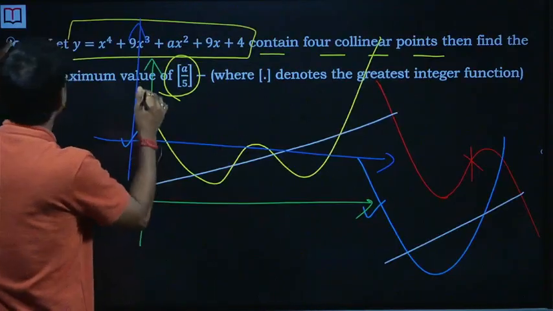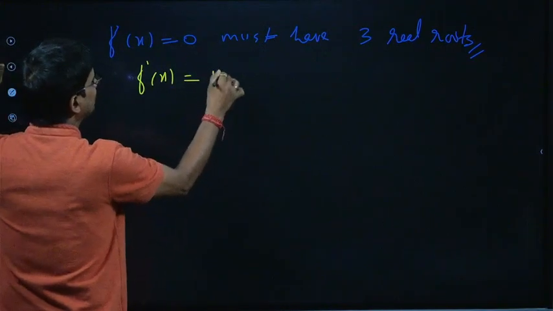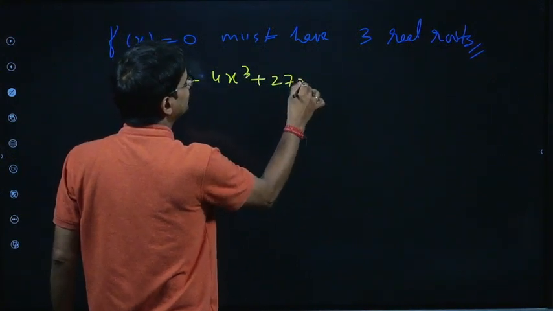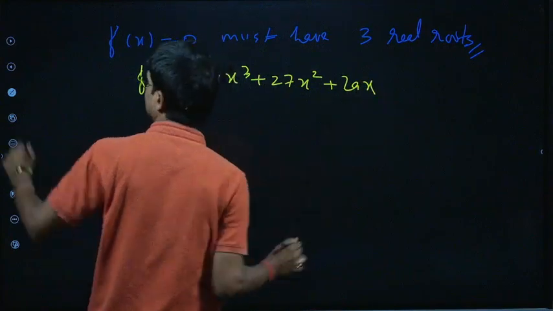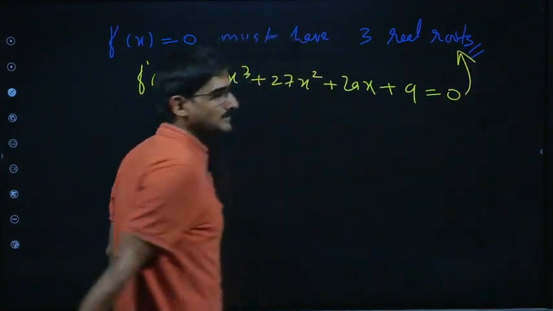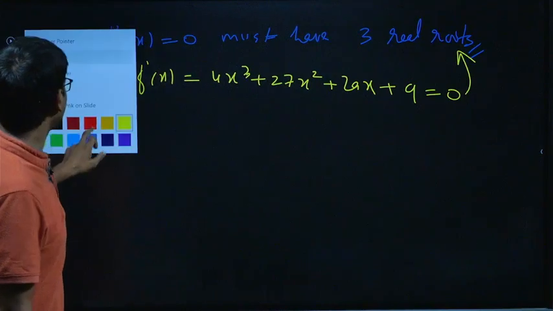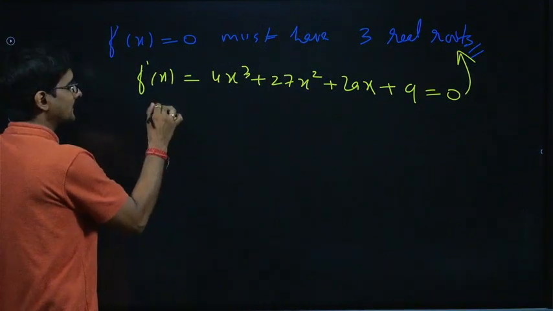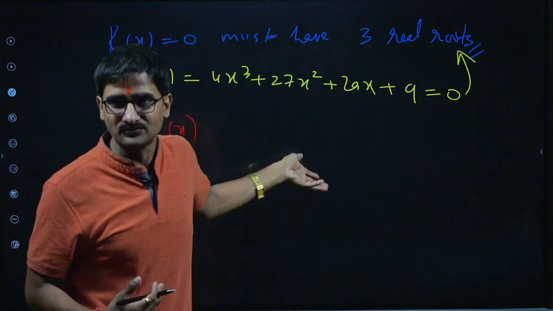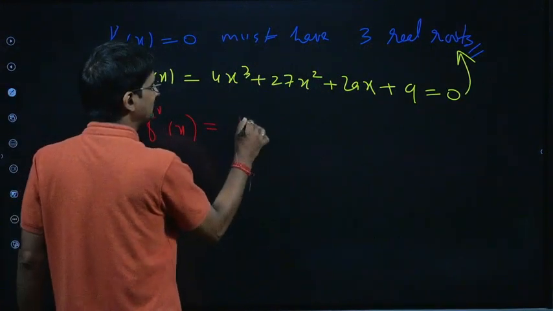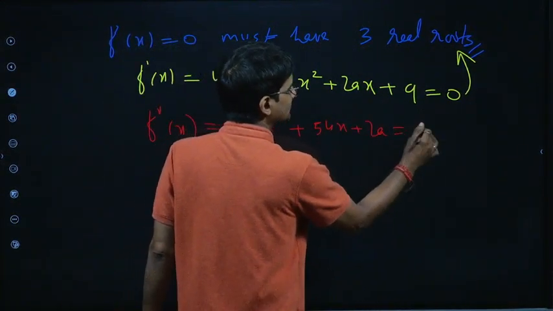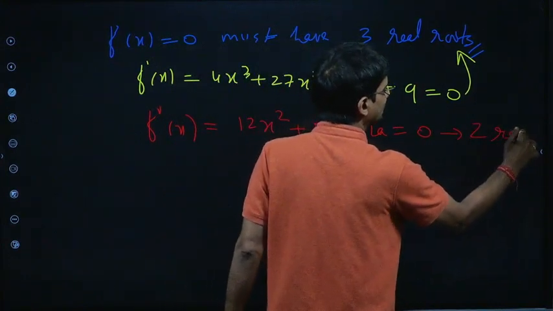So f dash x is 4x cube plus 27x square plus 2ax plus 9, I believe, equal to 0, which should have 3 real roots. Now for this equation to have 3 real roots, its derivative must have 2 turning points. So for 2 turning points, its derivative 12x square plus 54x plus 2a equal to 0 again should have 2 real roots.